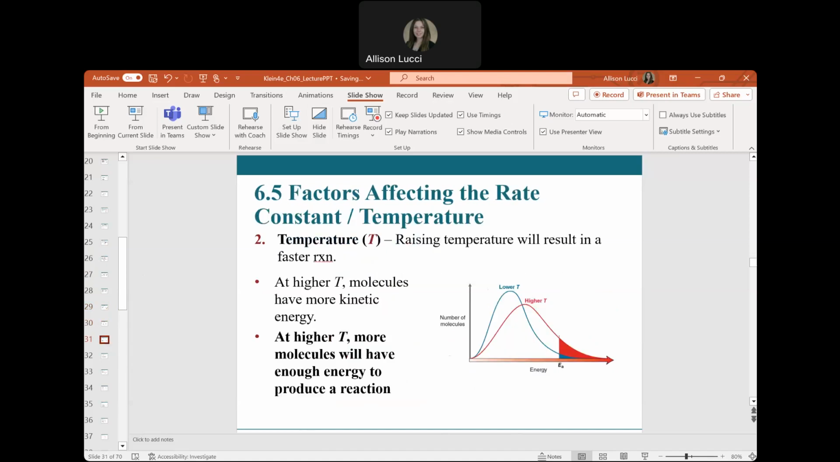Temperature, how does temperature affect our reaction rate? Well, we'll go back to our bell curve here, and you notice that in the lower T, the blue curve, so the lower temperature curve, there are more molecules in this region below the activation energy. Then at the higher temperature, we can see all these molecules under the curve, right, have the required activation energy. So at higher temperature, more molecules have the right energy to produce the product. So again, higher temperature, faster reaction.